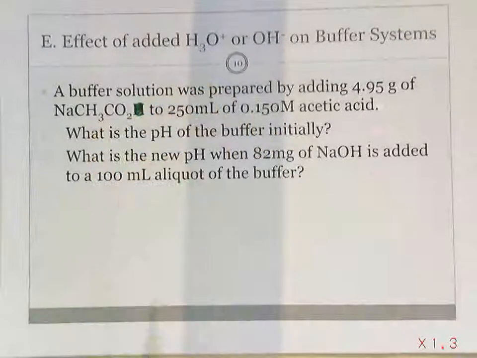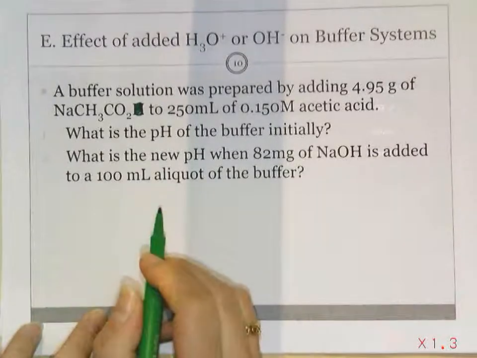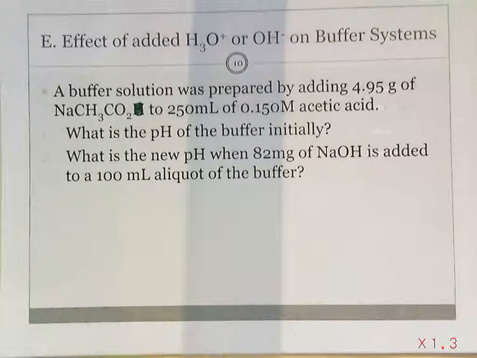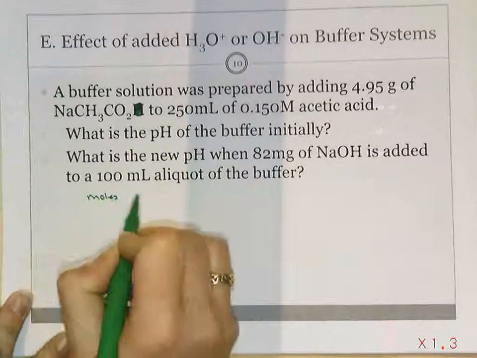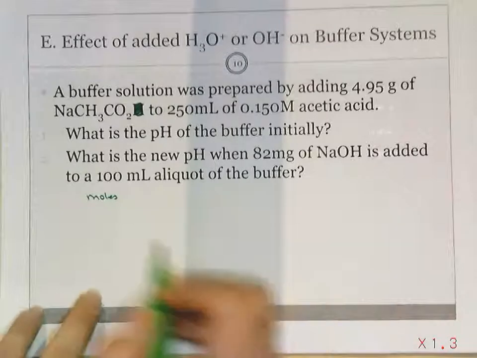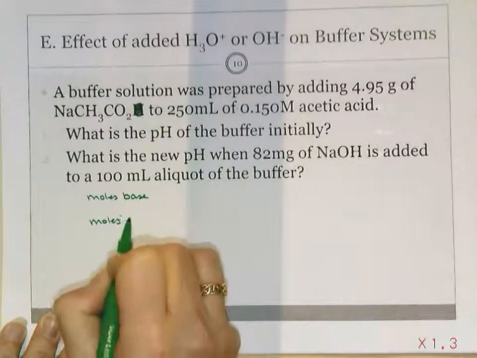Which equation do we use to find the pH for a conjugate acid-base pair? Henderson-Hasselbalch. That's right, everybody. Good job. So if we need the Henderson-Hasselbalch, we need the mole ratio of base to acid. So we need to find moles of base, and we need to find moles of the acid.